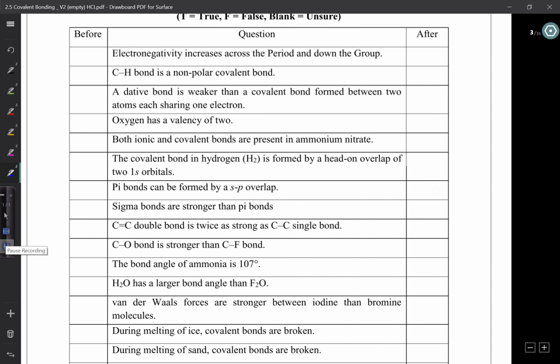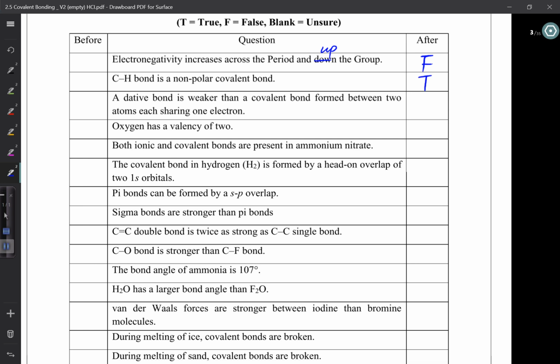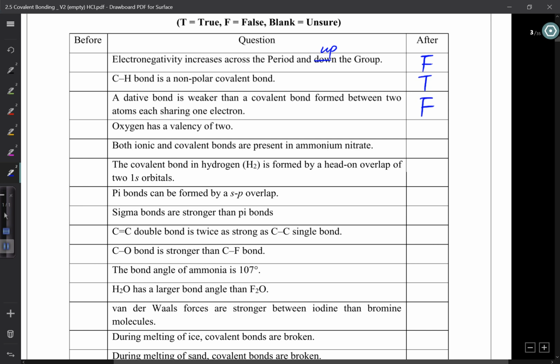First one, the electronegativity increases across a period and down the group. False, right? It should be up the group. Alright. The C-H bond is a non-polar covalent bond. True, we have seen. A dative bond is weaker than a covalent bond. False. I mentioned that a dative bond is exactly the same as a covalent bond. It's just how you represent it.